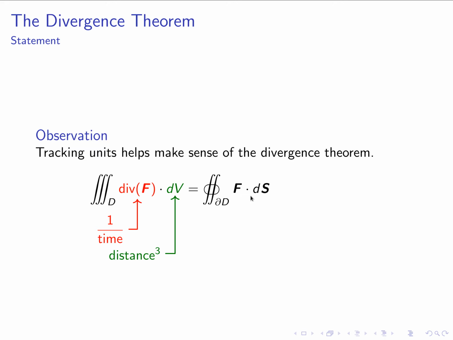On the other hand, if we look at our flux integral, we're looking at the vector field, which has units distance per unit time, and then d vector S carries the area unit, which is distance squared. When we multiply these two quantities together, we get distance cubed per unit time, which is volume per unit time, which is exactly how we define flux.